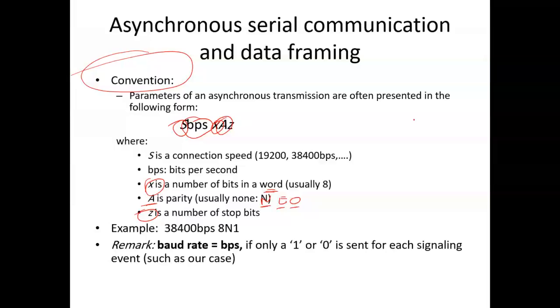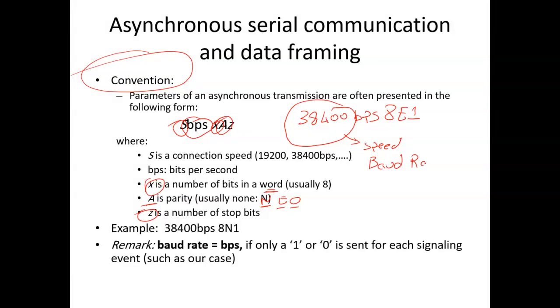If you read from the data sheet, you might have, for example, 38,400 bits per second, 8 E 1. What does it mean? That means that the communication should be at this baud rate. So this is the speed. Or we can call this the baud rate, or we can use just BR.